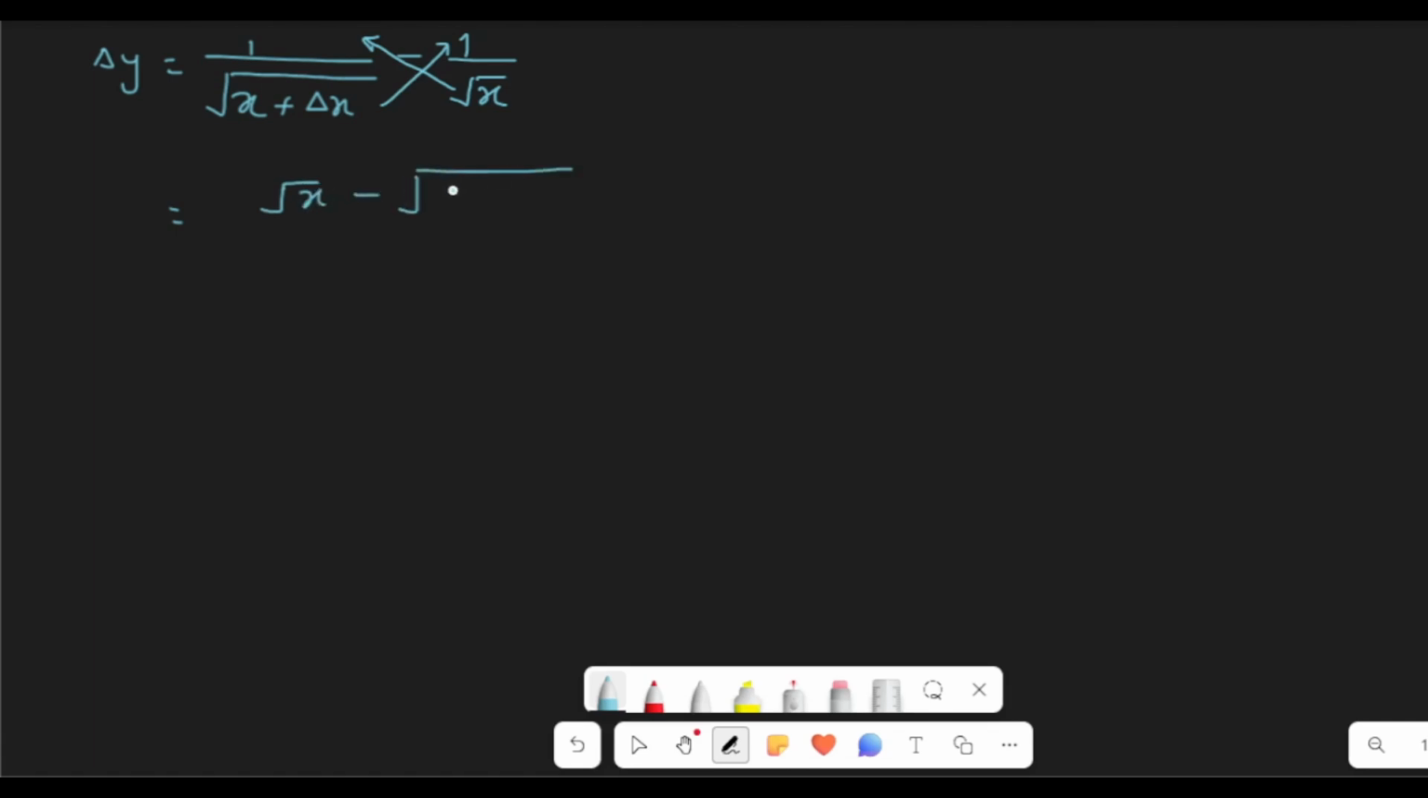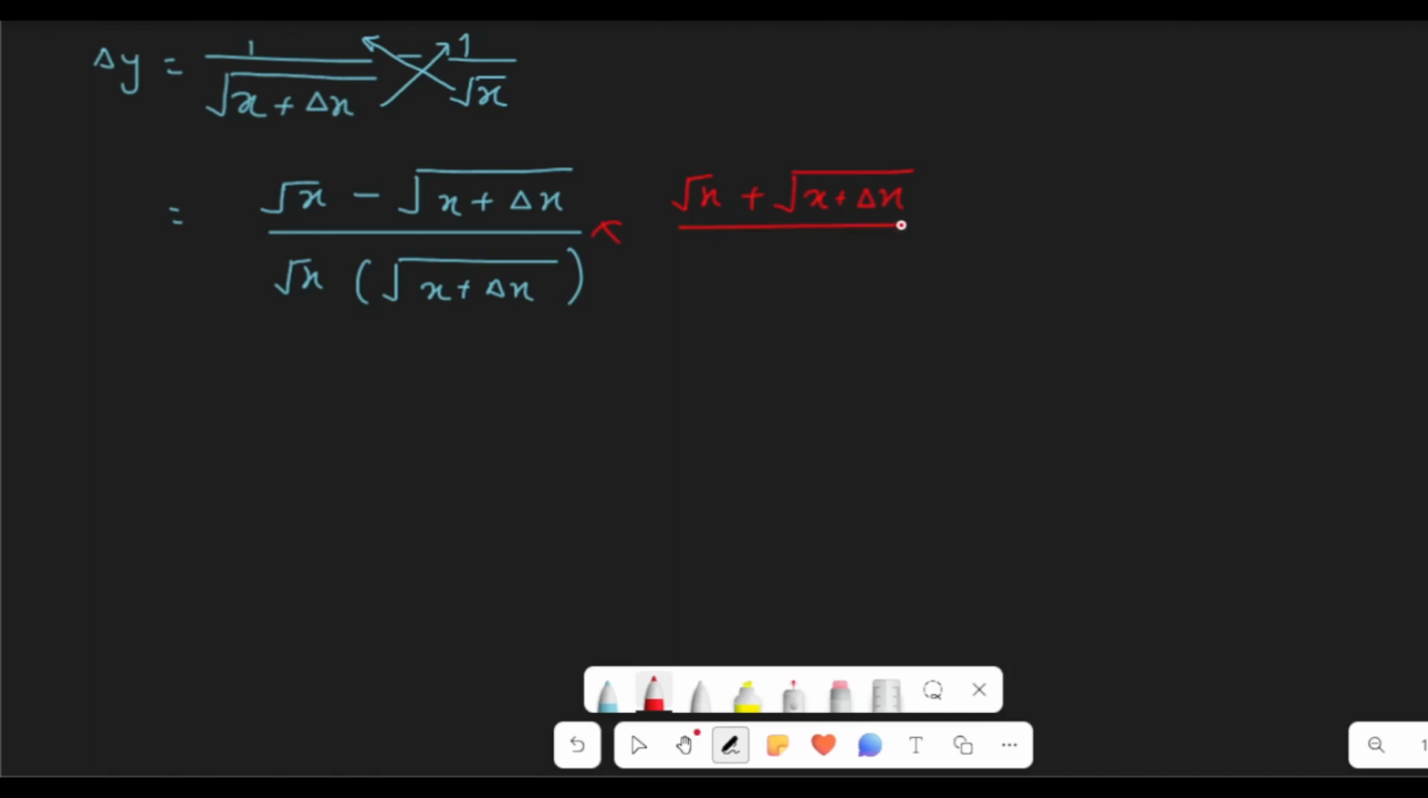It becomes root x plus del x in the numerator, and in the denominator we have root x multiplied by root x plus del x. Again there is root something minus root something, so we need to multiply with the conjugate. The conjugate for this is simply changing the sign to plus: root x plus root x plus del x. We cannot multiply just the numerator, we have to balance it out, so we do it on the denominator as well.